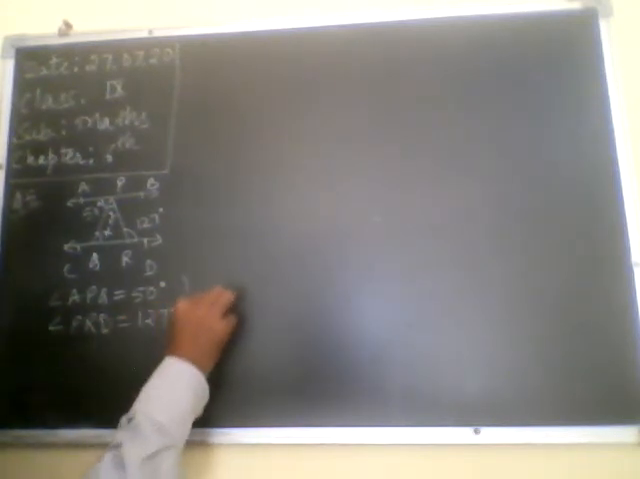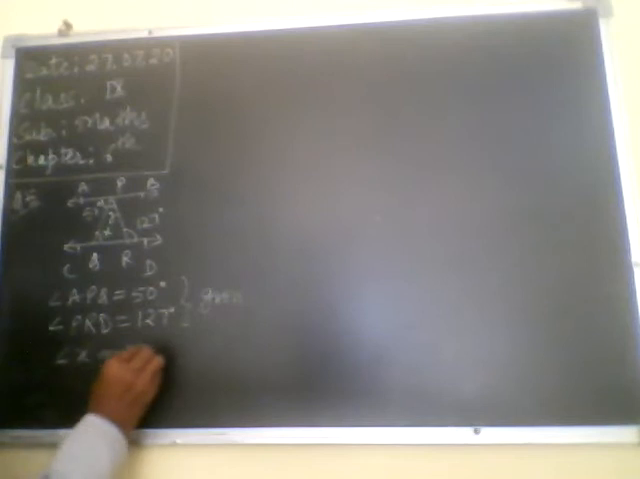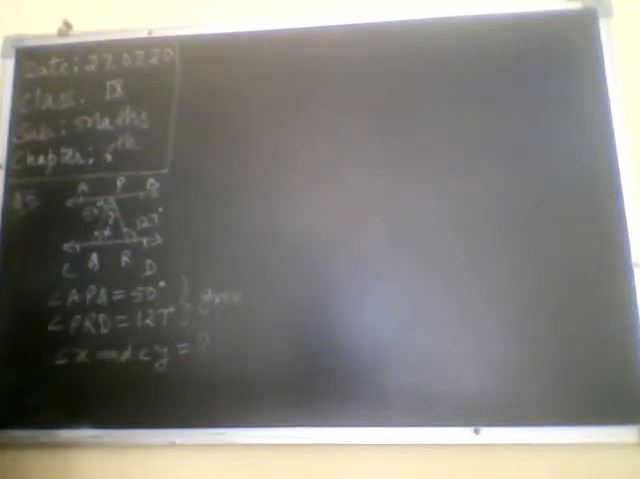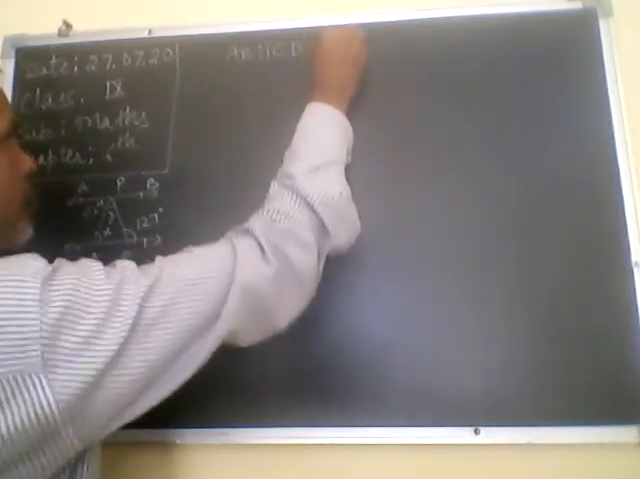So in this question, angle APQ is 50 degrees and angle PRD is 127 degrees. These two angles are given and we have to find angle X and angle Y. These two are the unknown angles. Now the solution: AB is parallel to CD. It is given in this question, so you have to mention AB parallel to CD, given.